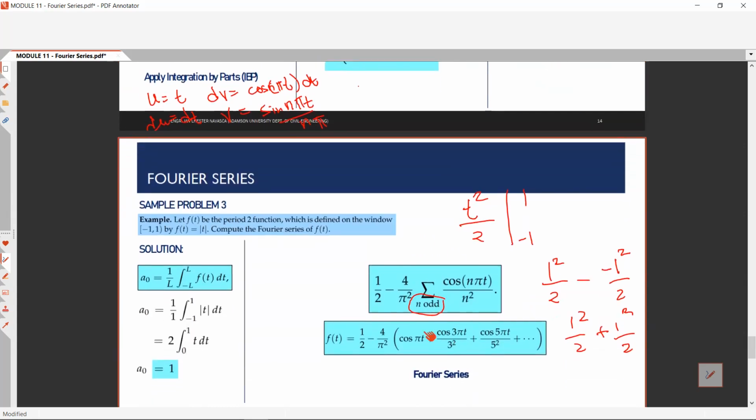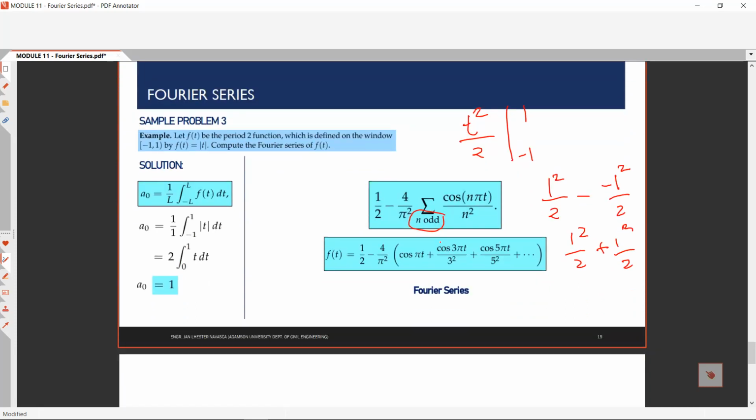Okay, then your Fourier series expansion is given by this one. So 1/2 minus 4 over pi squared times cosine pi t plus cosine 3 pi t over 3 squared plus cosine 5 pi t over 5 squared plus so on and so forth. So you will notice that since this is odd, n equals 1, n equals 3, and n equals 5. Okay, so do you have questions for the Fourier series?